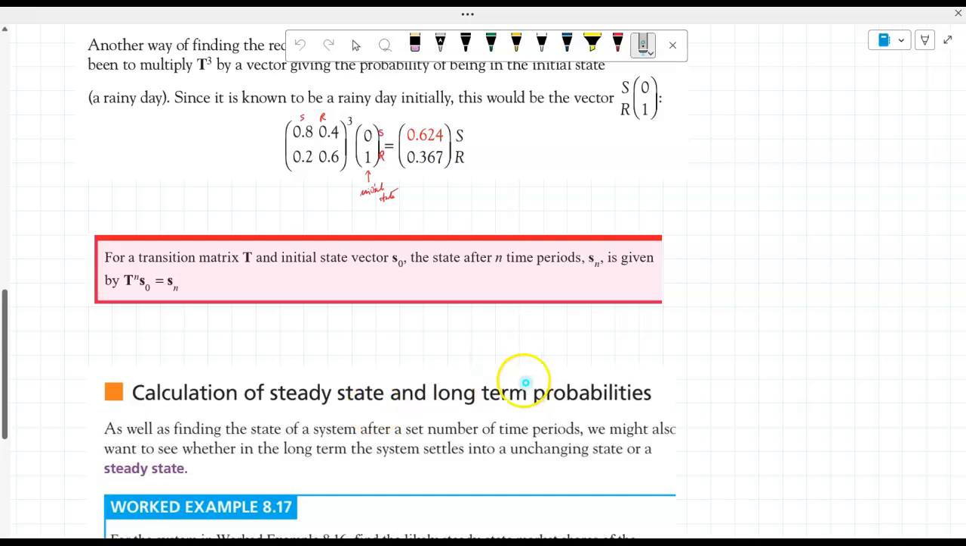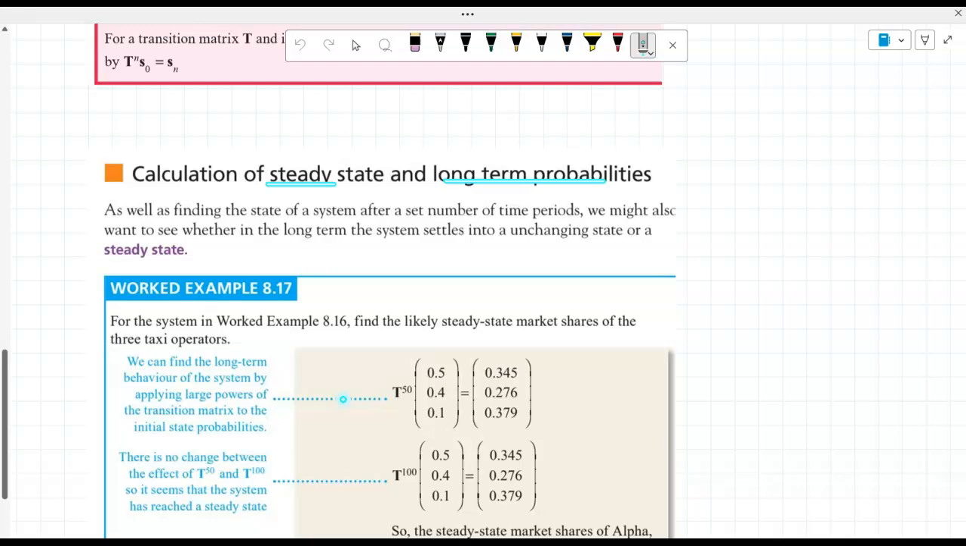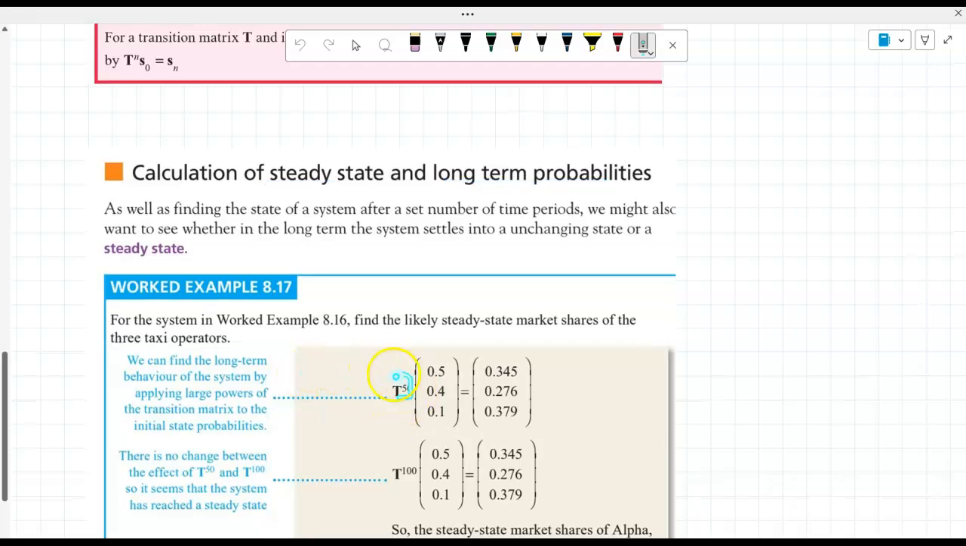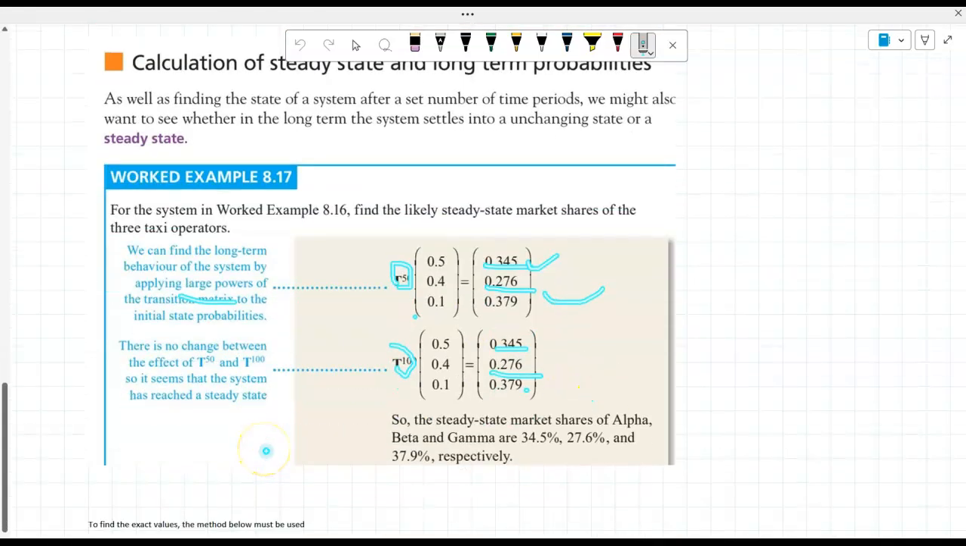Calculating the long-term steady state probabilities: you take a large number, like 50 or 100, and see when this doesn't change substantially. Then this becomes the steady state. You take large powers basically.